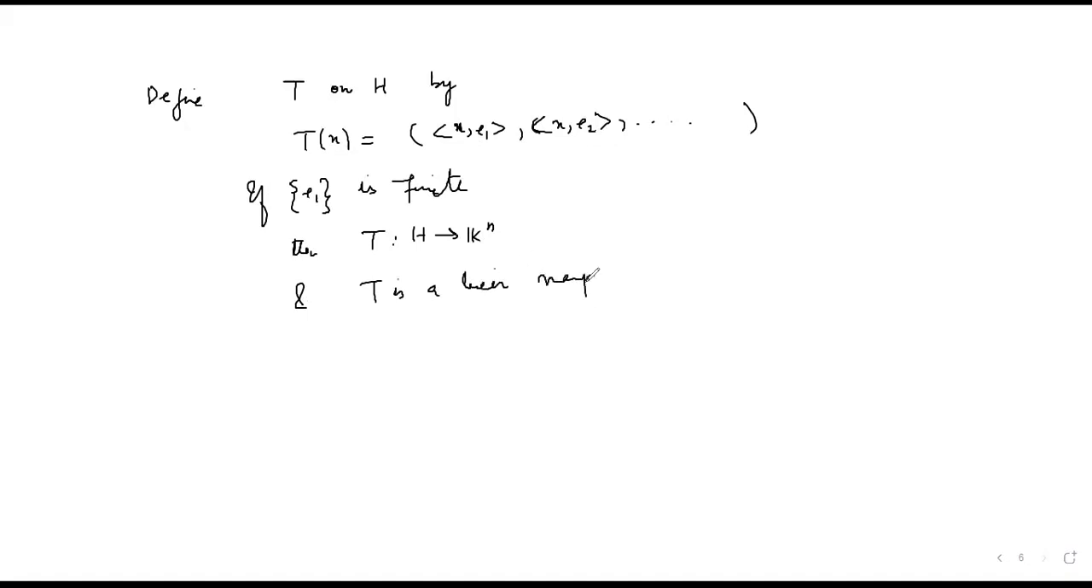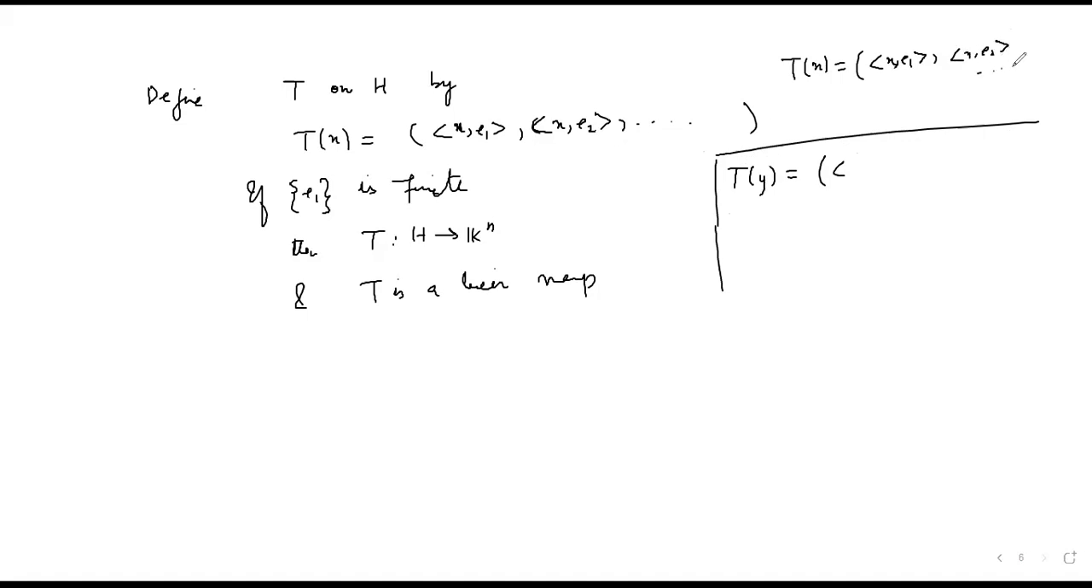Suppose it is a finite set. Countable can mean finite, and countable can also mean infinite, but not uncountable. So T of x, if this is finite, would be the n-tuple of inner products of x with e1, x with e2, and so on up to x with en. Similarly, T of y would be the inner products of y with e1, e2, up to en.